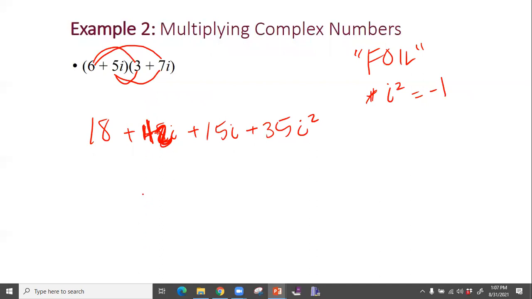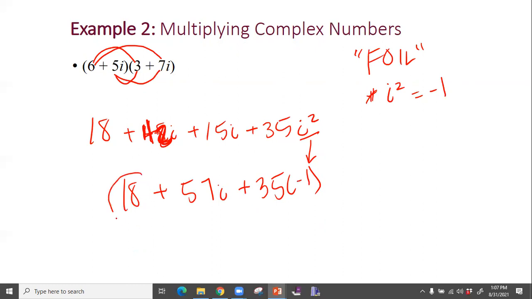Okay, and now we're going to clean this up. So we have 18 plus 57i plus 35 times negative 1. And why is it a negative 1? Exactly. It's i to the second power.